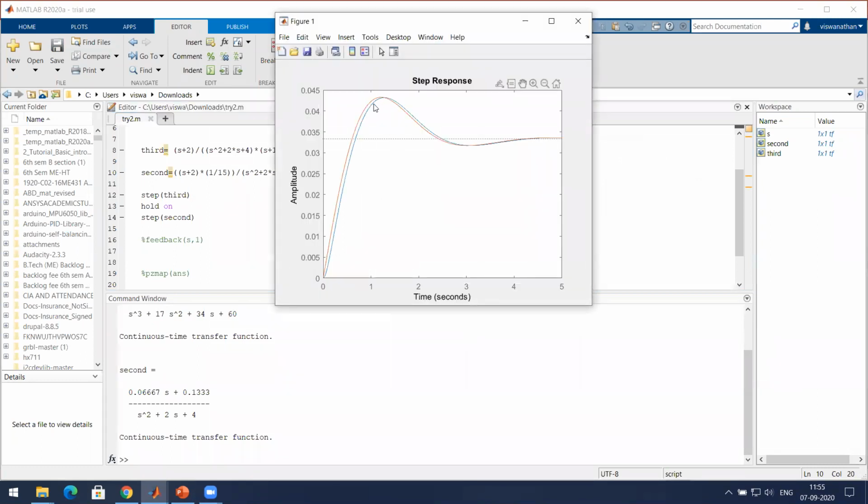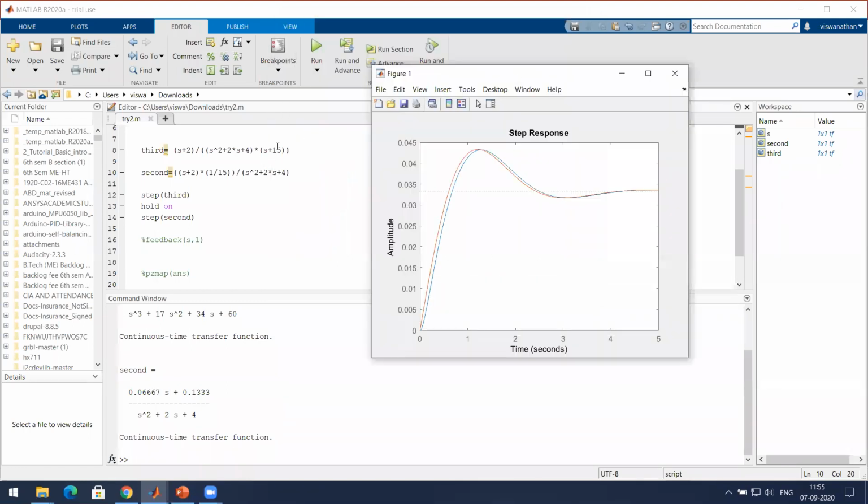So this is much closer. Yes, sir. Okay, so the farther away the pole is from the imaginary axis, the less role it has to play in the response of the system. Okay, so that is what I'm just trying to tell you.